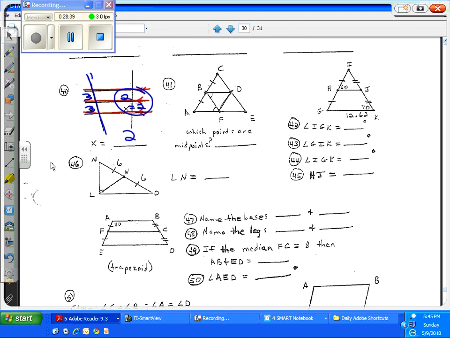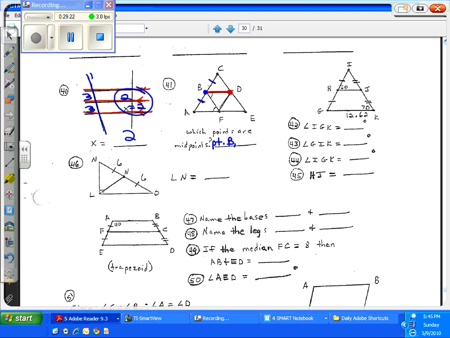Now, number 41, we're talking about a theorem that says if a segment joins the midpoint of one side of a triangle and is parallel to a second side, then it must hit the midpoint of the third side. It's evident to us that B is the midpoint of AC because of the 1 mark, and so we already know that point B is a midpoint. We would like to know if point D or F is a midpoint. And so let's just put D as our question. Is D a midpoint? Well, let's see.